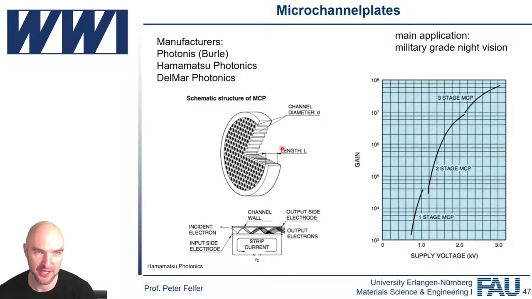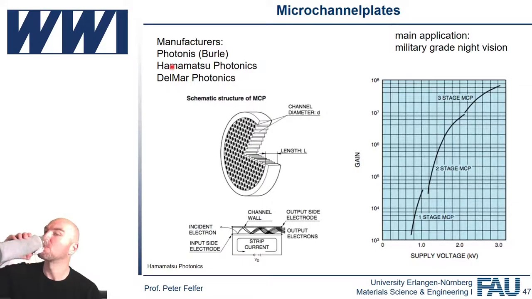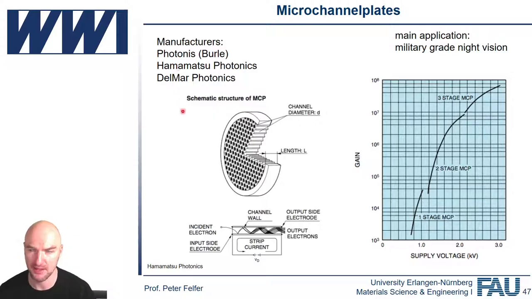Okay, so the MCP channels, there's a couple of manufacturers we can buy them from. The ones used in atom probe are mainly the ones from Photonis or from Hamamatsu. Cameca uses exclusively Hamamatsu. The guys in Stuttgart use mostly Photonis. We also only have Hamamatsu plates, and I'll show you in a second why. And the gain depends on how many MCPs you have and what the supply voltage is. And usually we have two-stage MCPs in atom probe and we go to about 2.1 kilovolts, so we have a gain of 10 to the 7 roughly.